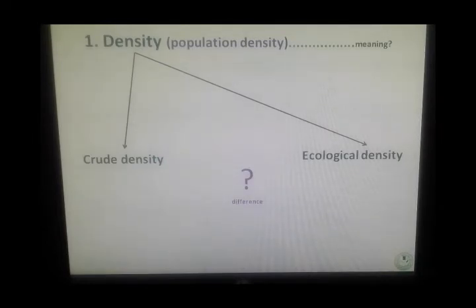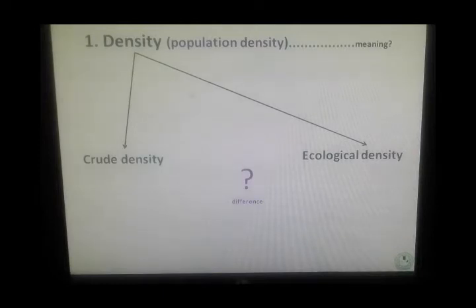So first parameter as I mentioned is density. Now what do we mean by density? We know that density of a population denotes the number of individuals per unit area or the space occupied. Now, as you are seeing that it is differentiated into two different categories. One is crude density and another is ecological density. Now, what is the difference? So, it is very important to distinguish between the crude density and the ecological density.